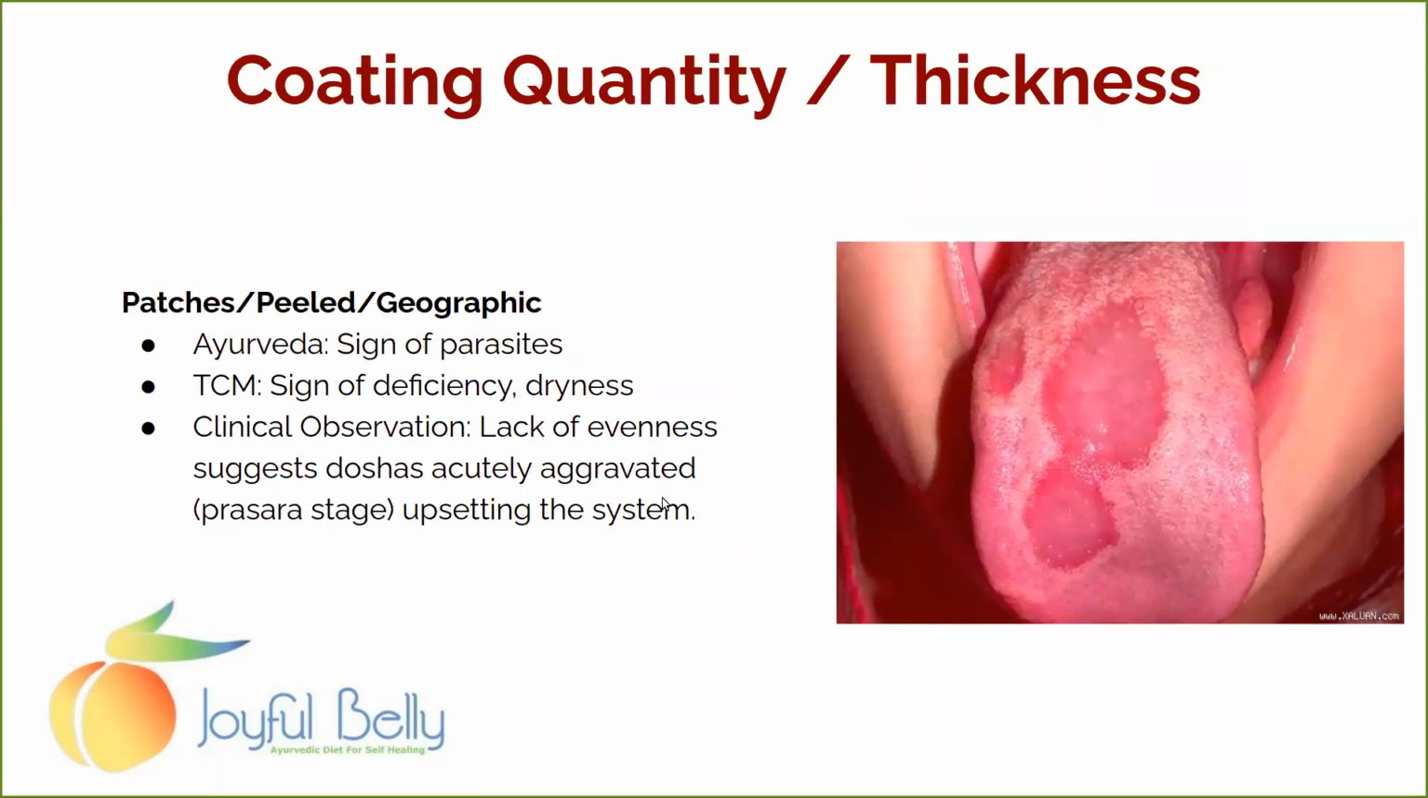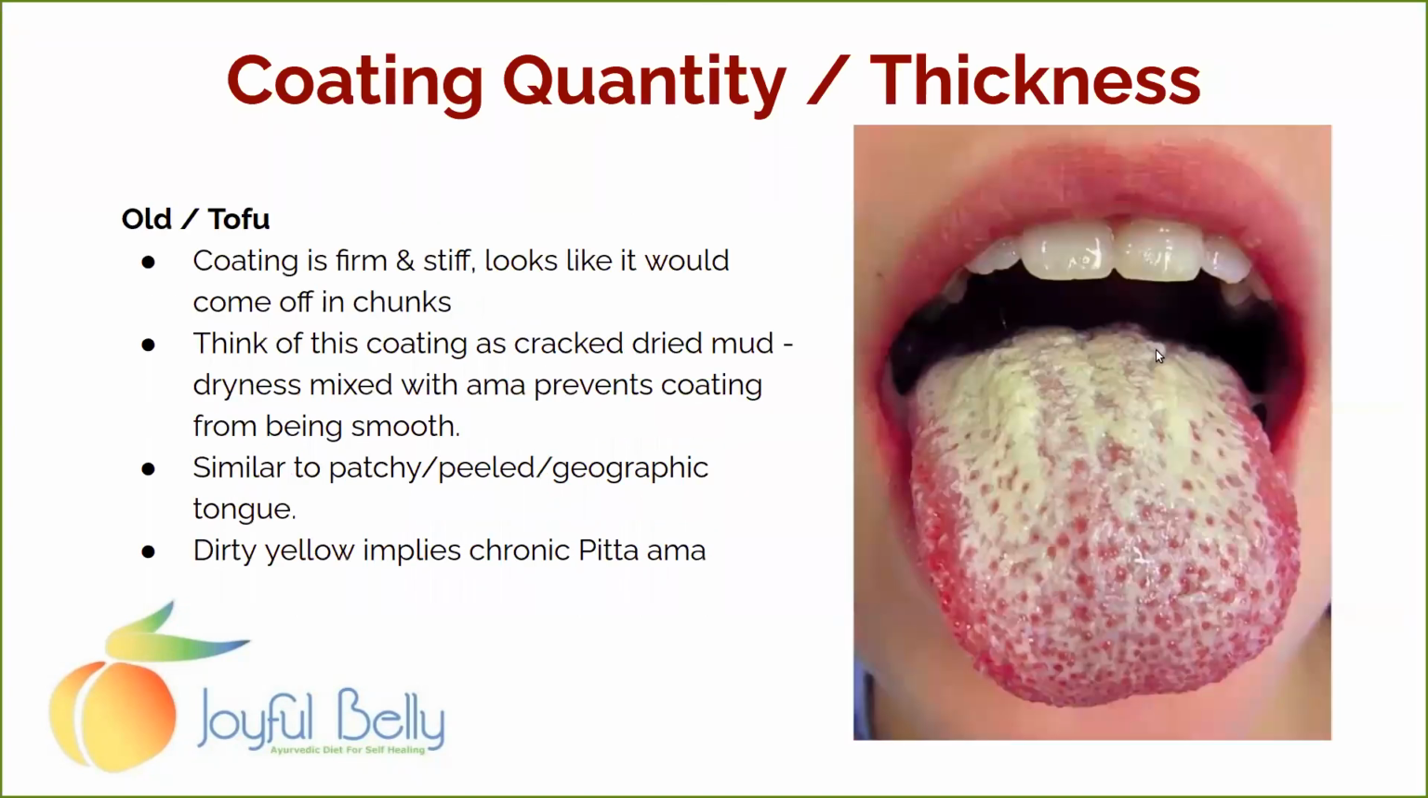Sometimes you see that the coating is very patchy, and there are sections of the tongue where there's no coating at all. And that's called a geographic tongue. In Ayurveda, that's a sign of parasites. But in Chinese medicine, that's just simply a sign of deficiency and dryness. To me, when I see a lack of evenness in the coating like this, I assume the doshas are acutely aggravated. There's an acute imbalance.